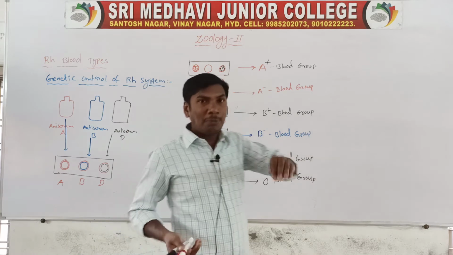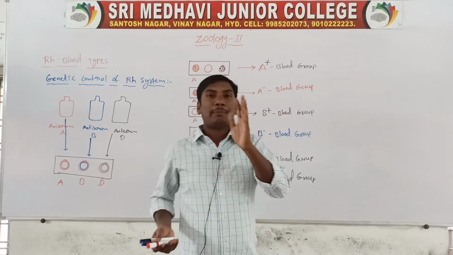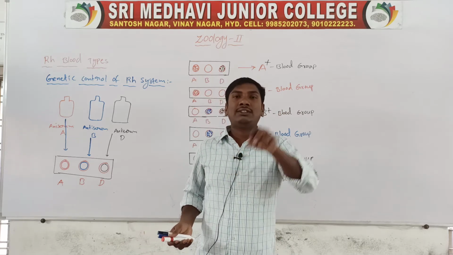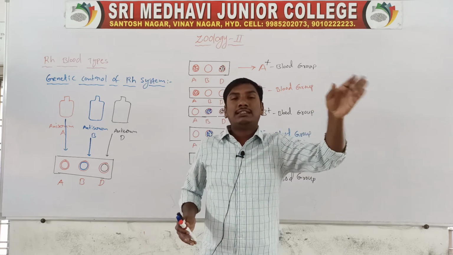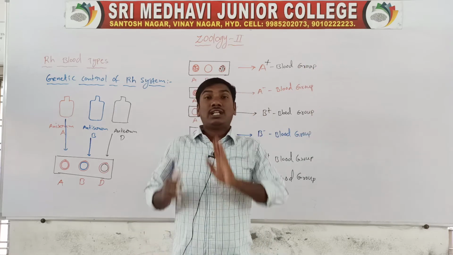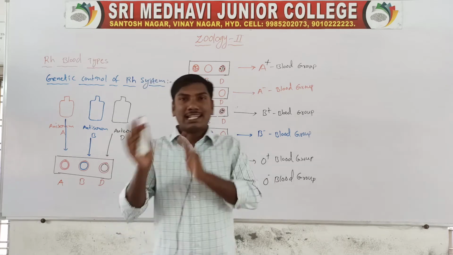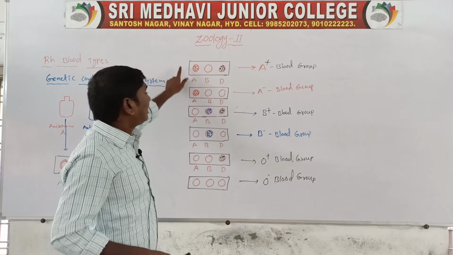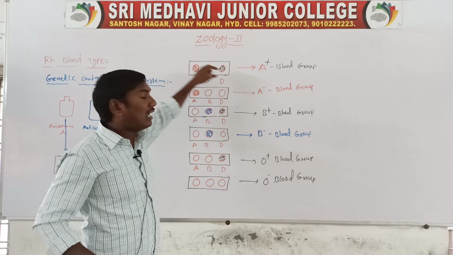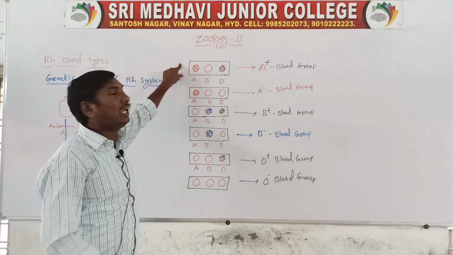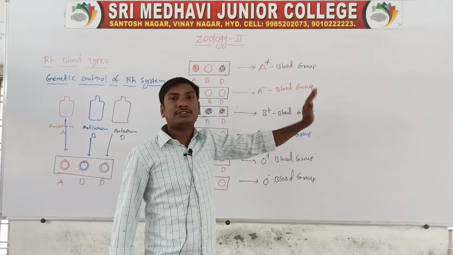Next, whether the blood group is positive or negative depends on the RH factor. If the RH factor is present on the RBC, that person's blood group is called positive. If the RH factor is absent on the red blood cell, that person's blood group is called RH negative. First, AB positive blood group persons: antigen A is present on the RBC and the RH factor is present, so the blood group is called RH positive.